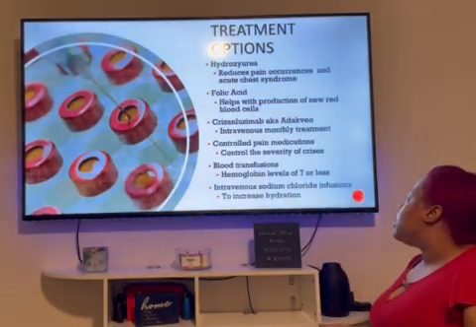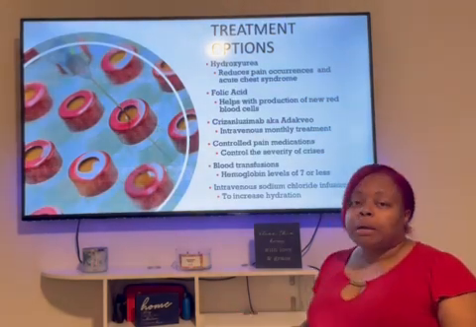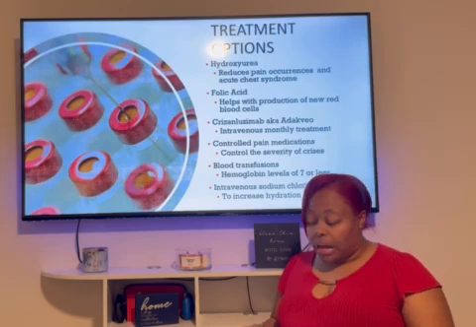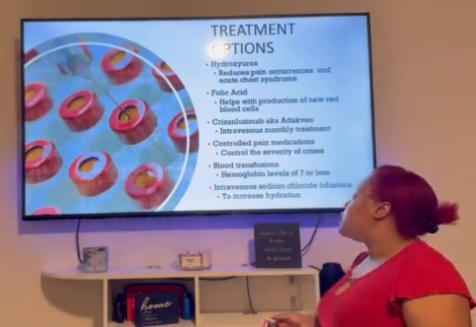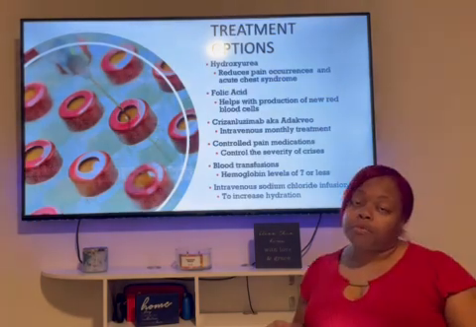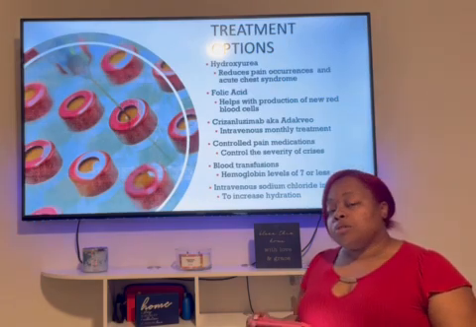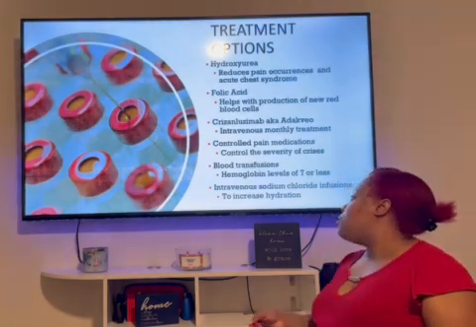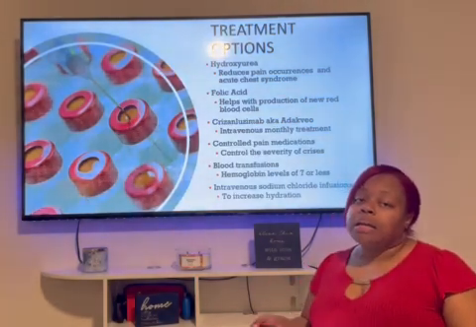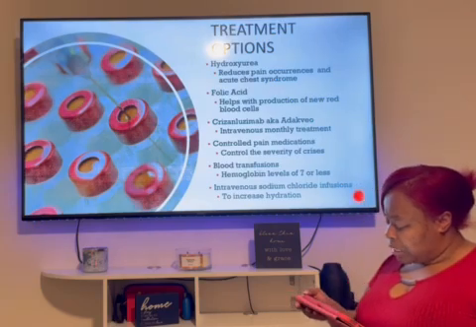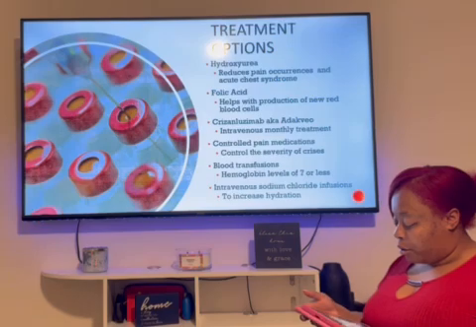Controlled pain medications. Controlled pain medications control the severity of crises. So doctors may place patients on things like ibuprofen 800, Percocet, or Tylenol 3 to help manage their pain at home. It is always encouraged to manage pain at home first before going to the emergency room. It's only when you are not able to manage your pain at home that it is okay to go to the emergency room, because clearly the pain has gotten worse and the meds at home are not working. So ibuprofen 800, Percocet, Tylenol are typically used for controlling the pain at home.